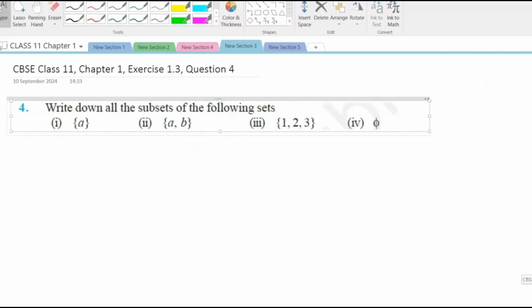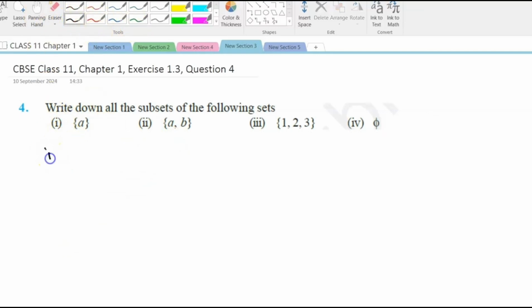Okay, let's see the next question. Write down all the subsets of the following. So there used to be a topic, power set of a set, which is not in your new edition. But we still can write all the subsets of the set because we know the definition of subsets. So first we need to write all the subsets of this set.